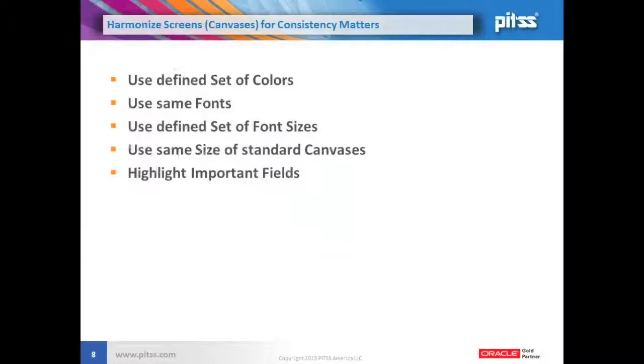For consistency, how do I harmonize my canvases or my screens? One thing is you should use a defined set of colors and tie the colors to functionalities. For example, you should define beforehand that you have four or five different colors that define what you want to display with them, and then actually use them for the specific needs you have. I will show you later an example of how we accomplish this in our own application.